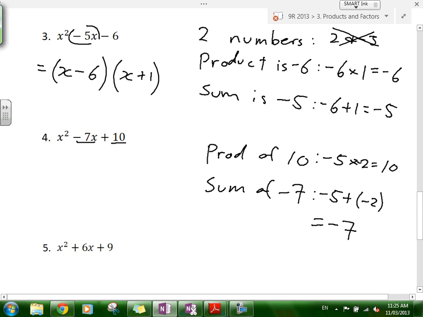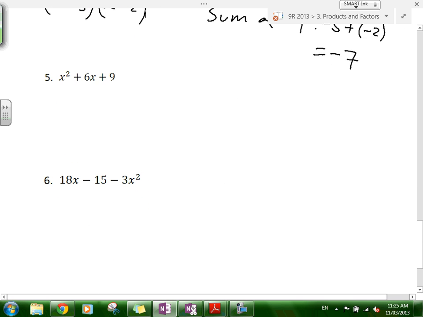And so what we end up with is x minus 5, x minus 2. That's the way that we factorize this expression. X minus 5, x minus 2. So I'm going to skip this one. Then the one last one.